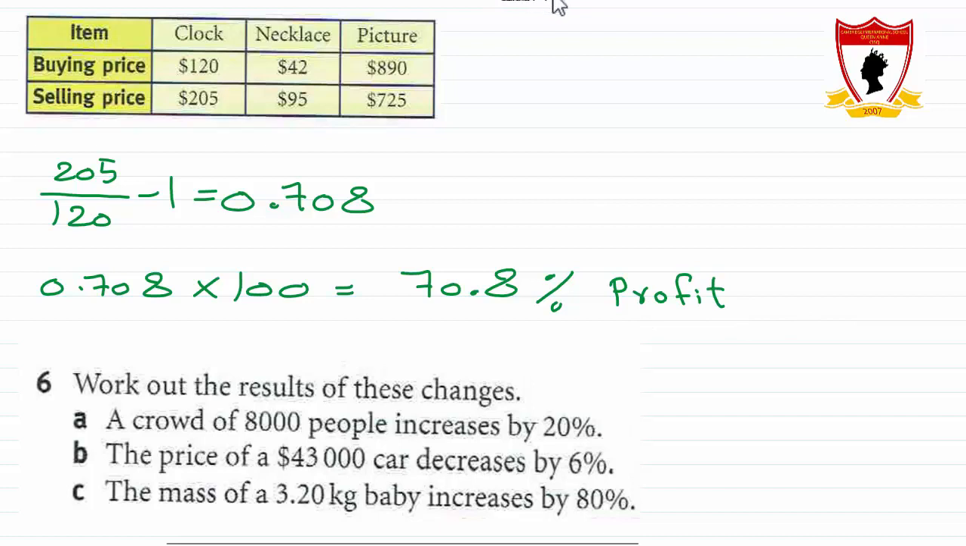So we're gonna do the same procedure for the others. The selling price divided by the buying price, then minus 1. If this result became negative, it means it's a loss. If it became positive, it's profit. We don't have to write the percentage as negative. The sign here just tells you either it's profit or loss.